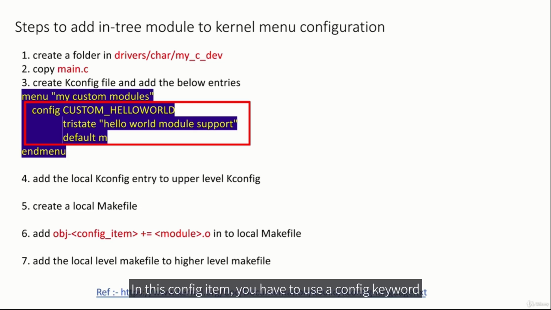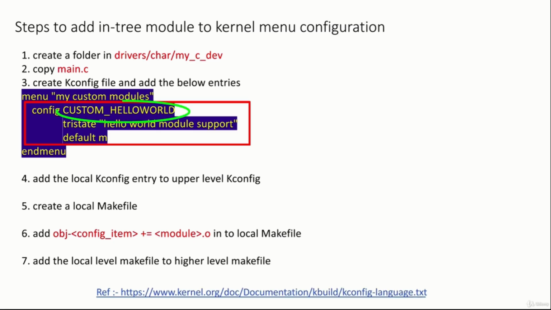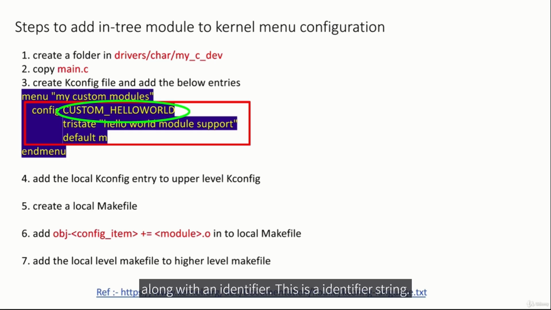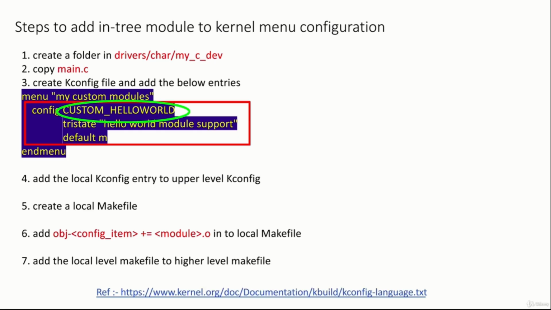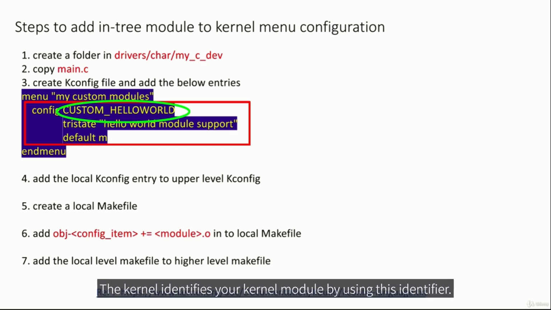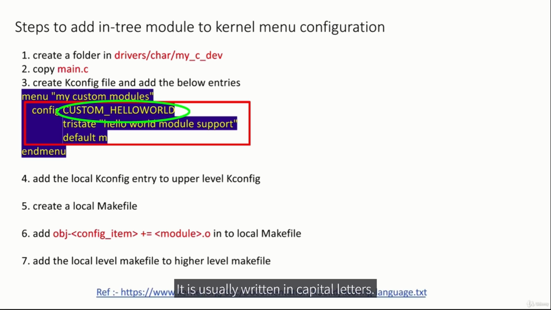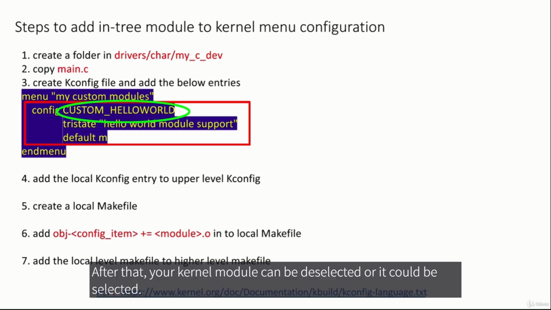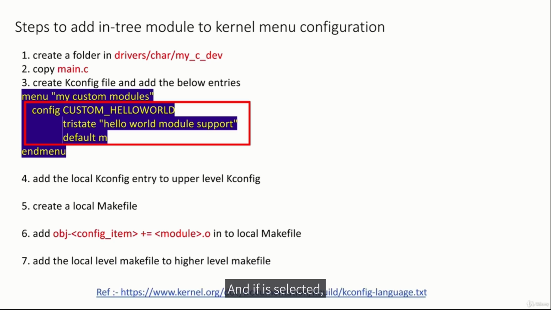In this config item, you have to use a config keyword along with an identifier. This is an identifier string. The kernel identifies your kernel module by using this identifier. It is usually written in capital letters. After that, your kernel module can be deselected or it could be selected. And if it is selected, it could be a static module or dynamic module.